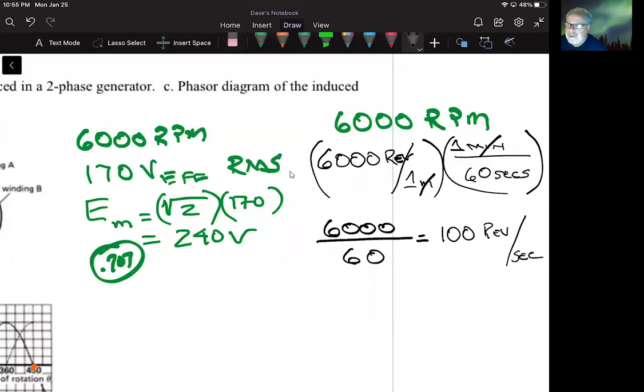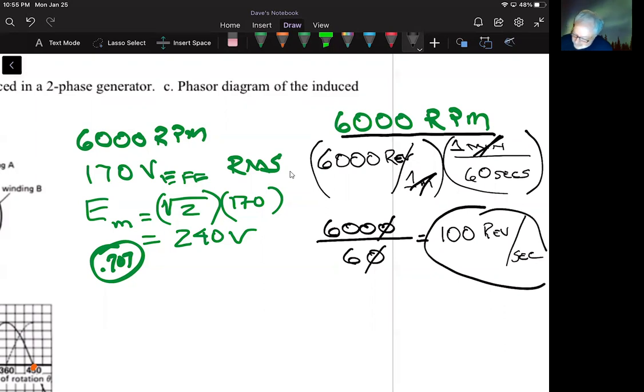Okay, so I'm going to show this to you a little bit differently than what he does. If we're at 6,000 revolutions per minute, how many revolutions would that be in 1 second? Well, 1 minute is 60 seconds, right? So the minutes cancel out. 60 into 6,000 gives us 100 revolutions per second. Frequency is 100 hertz, because that is defined as the number of cycles per second.